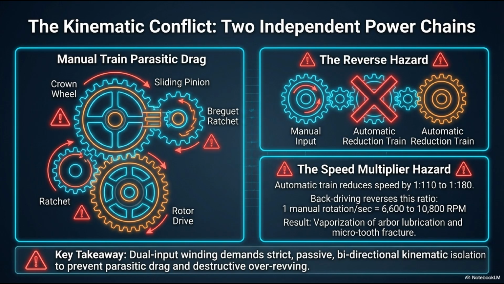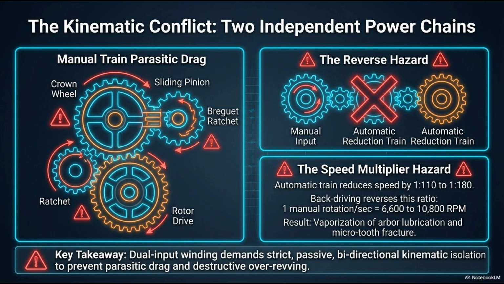Look at the manual train parasitic drag diagram on the left. If you spin the rotor, it drives the ratchet wheel. But if the manual winding train is permanently connected to that ratchet wheel, the rotor is now forced to backdrive the sliding pinion, the crown wheel, and all those heavily greased, high-friction components. This parasitic drag would bleed off the rotor's delicate kinetic energy, severely crippling automatic winding efficiency.